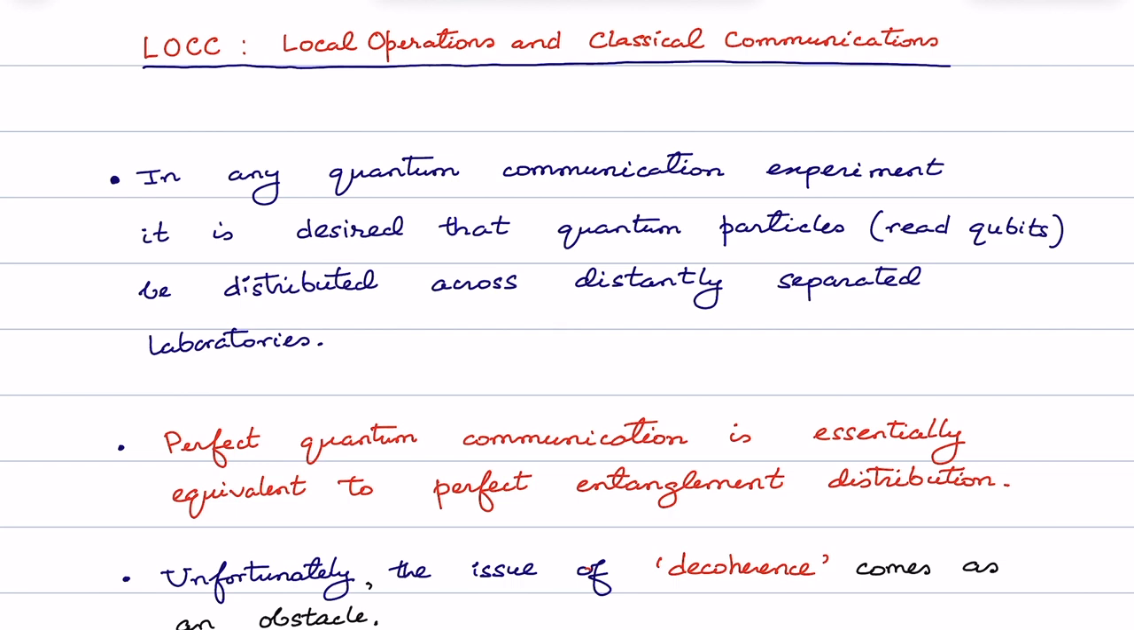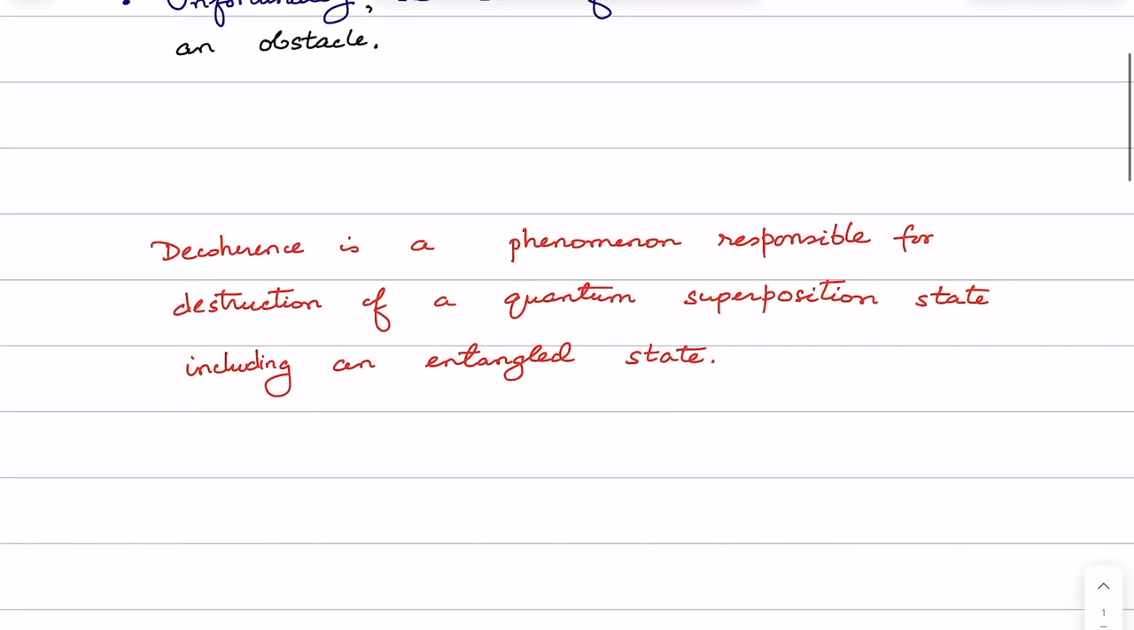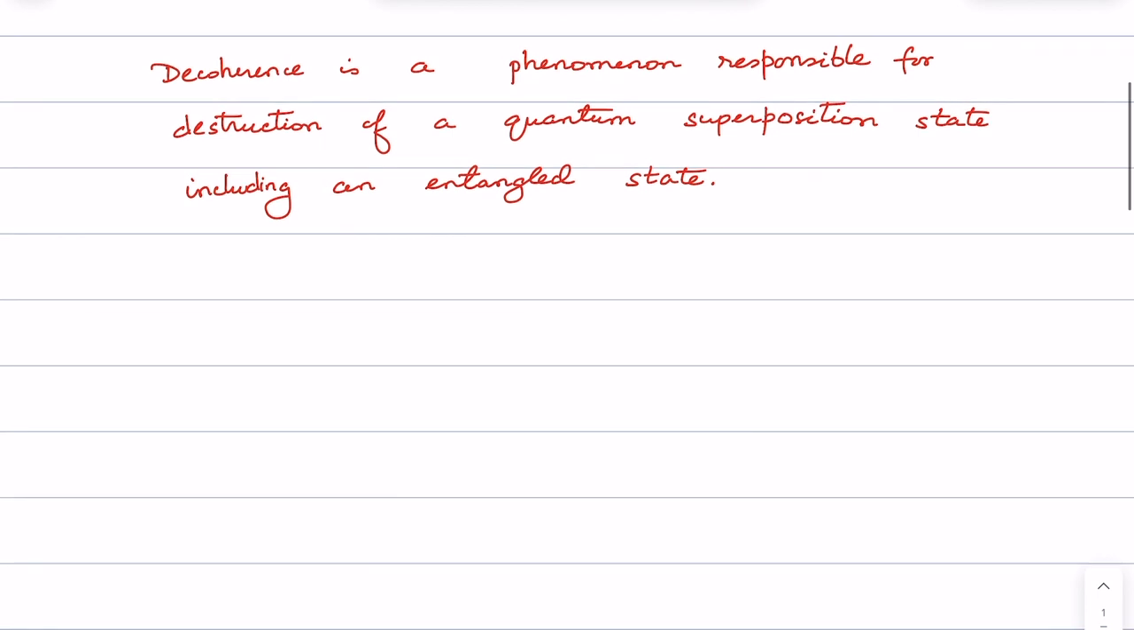I am sure you know what decoherence is. Decoherence is a phenomenon responsible for destruction of a quantum superposition state, including an entangled state. Decoherence generally occurs when the quantum state interacts with noise or environment. In essence, decoherence or the effect of noise invariably forbids us to send quantum states over long distances.